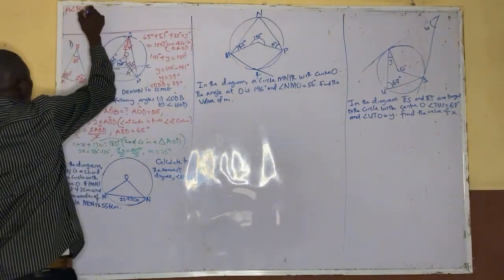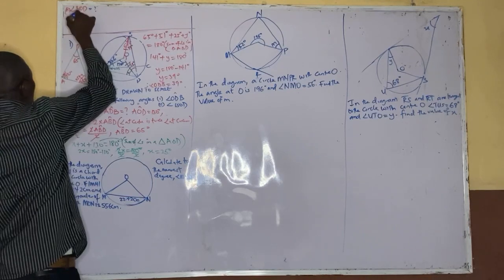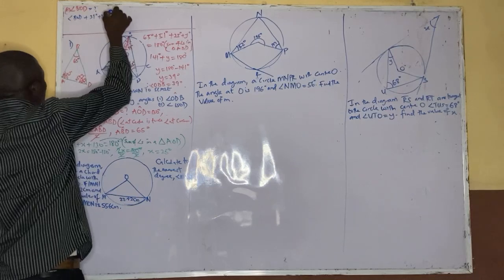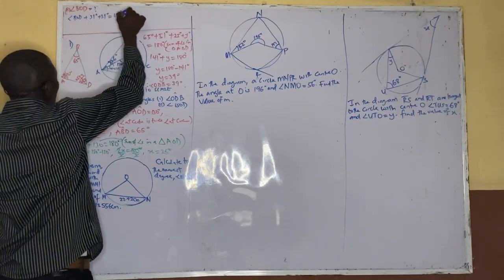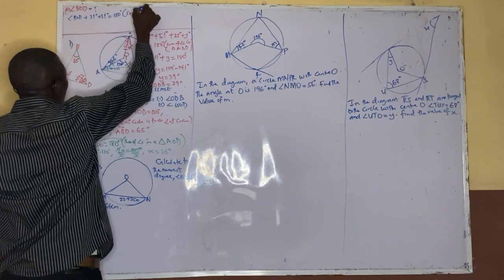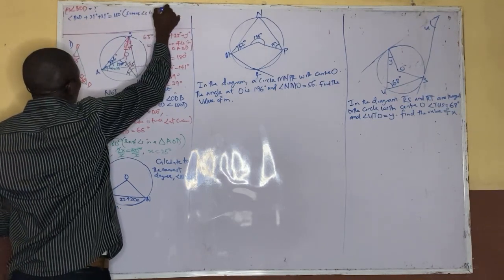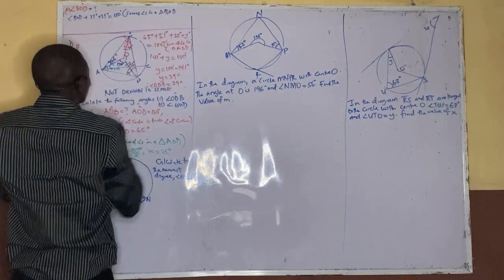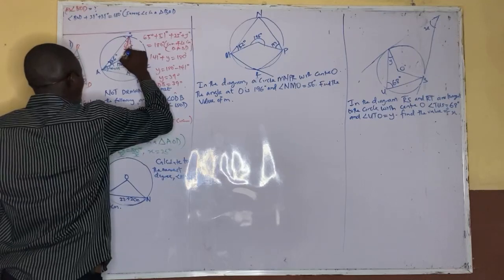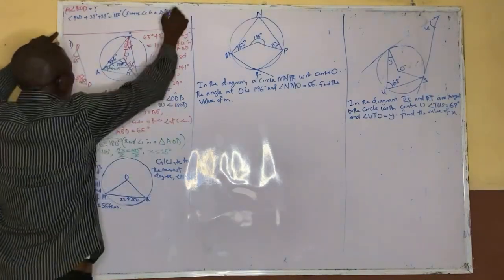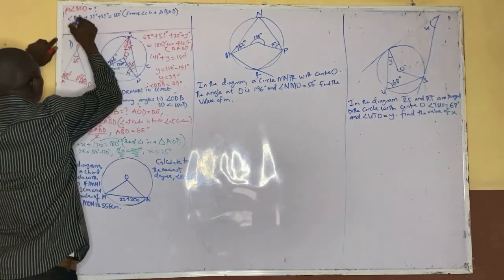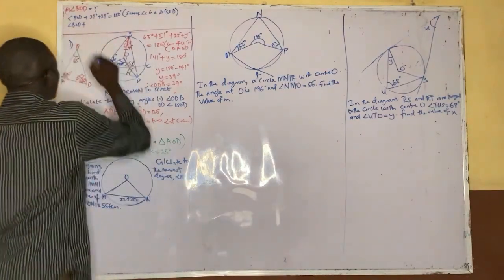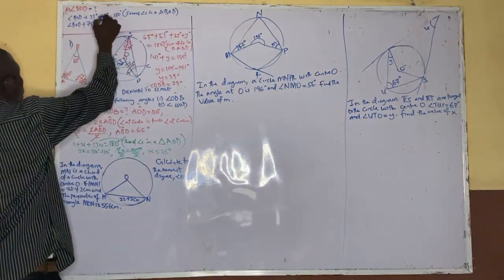So what I'm trying to say now is that angle BOD plus 39 degrees plus 39 degrees give us 180 degrees, the sum of angles in a triangle, triangle BOD. So please note that triangle BOD. Now 39 plus 39, BOD plus 39 plus 39. So 39 plus 39 gives you 78. 78 is equal to 180 degrees.